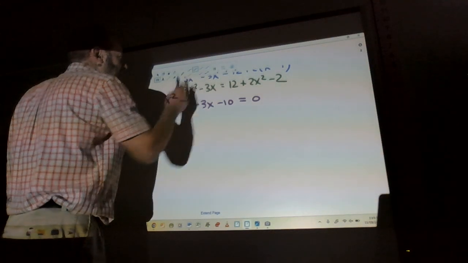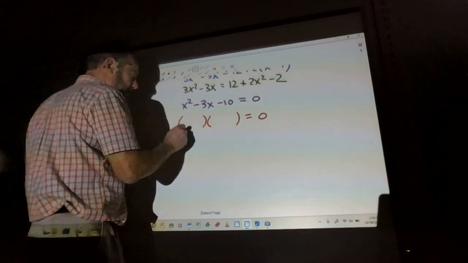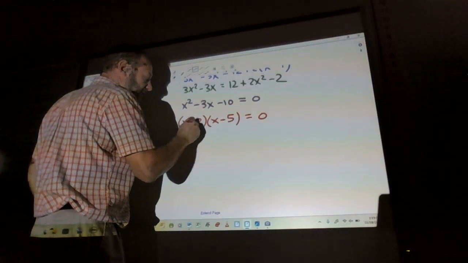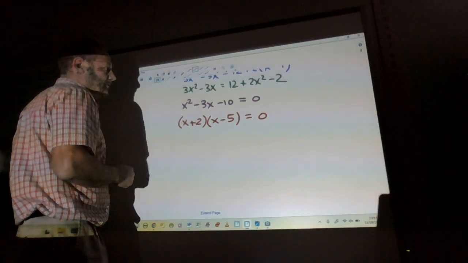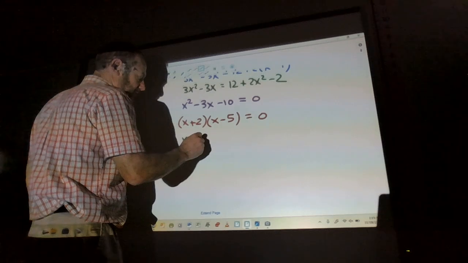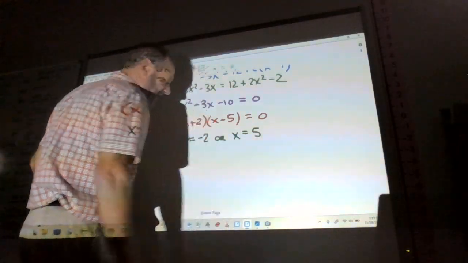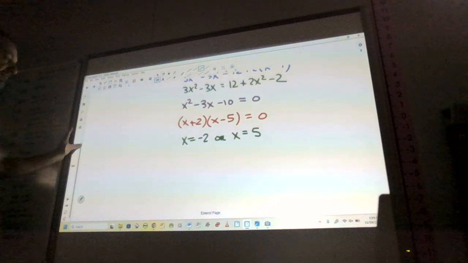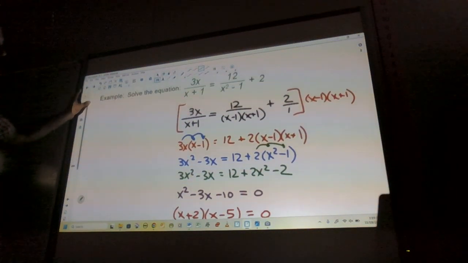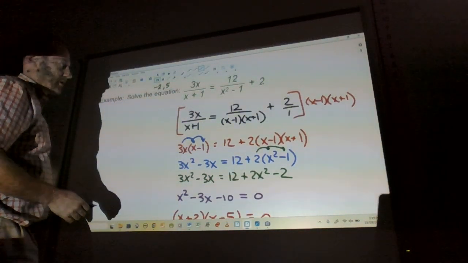Okay, now I think I can factor this in order to solve it. So I'm going to get an x and an x, I'm going to get a 5 and a 2, and I want a minus 5 and a plus 2. Which tells me that x is going to equal negative 2 or x is going to equal 5. Now I got two answers to this. However, they may not be answers. I need to check them. So I need to check negative 2 and 5 and make sure that they work.